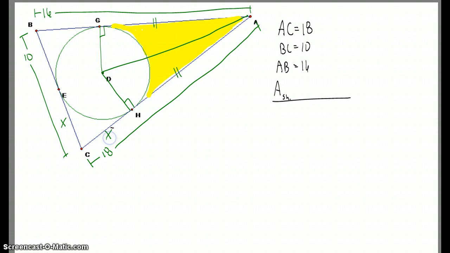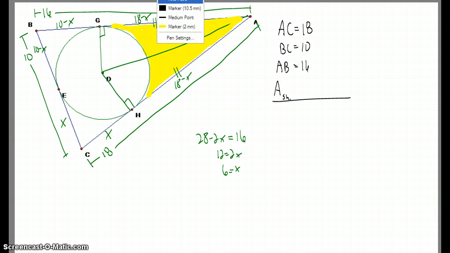This length is x, this is x, 10 minus x, 10 minus x. This is 18 minus x, 18 minus x. And then together, these two segments, the 10 minus x and the 18 minus x, are going to sum up to 28 minus 2x. That's equal to the given length of 16. 12 is equal to 2x, so x equals 6. That allows us to find out all of the different sides going around the triangle.